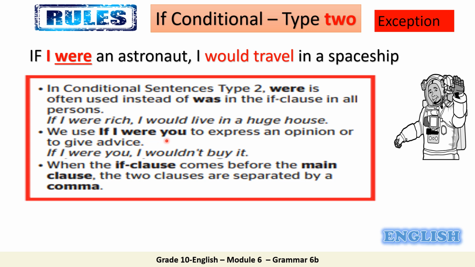We use if I were you also to express an opinion or to give advice. For example, if I were you, I wouldn't buy it. Now also remember that when the if clause comes before the main clause, the two clauses are separated by a comma. Remember this rule well.